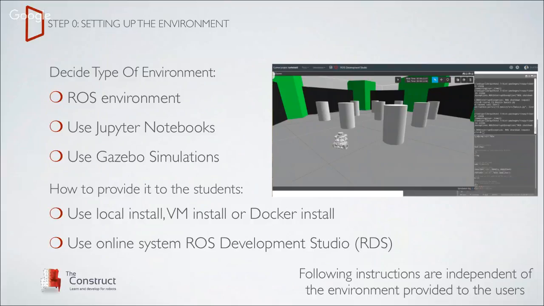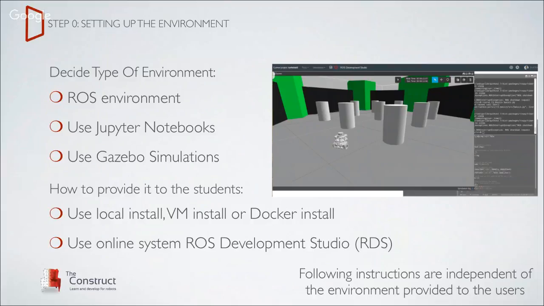And then we are going to use Gazebo simulations. This is key for the course, okay? Because this is what is going to allow us to test and allow the students to practice with the robots. And then how are we going to provide this environment? Because that's a complex environment. That's not something that you can just put a video on YouTube and I am done. No, of course. You have to provide the ROS environment, the Jupyter notebooks, the Gazebo simulations, the code, etc.